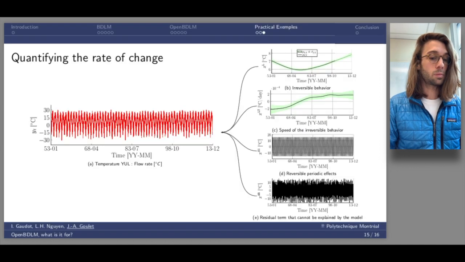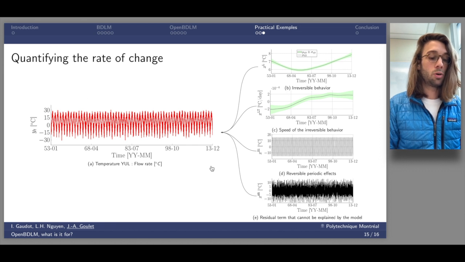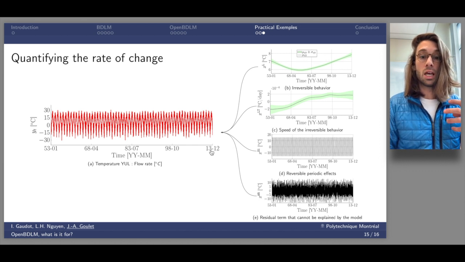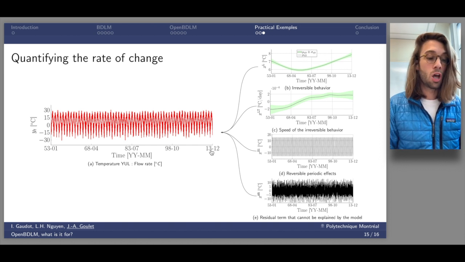Third example, we have here the temperature recorded at Montreal Airport from 1953 till 2013. And what we want to do is quantify the evolution of the rate of change in the temperature on the scale of this 60-year period. Okay, so if we separate this raw time series into many hidden states, we can see here from the baseline behavior represented by the level that the temperature has decreased from the 50s till the 70s and then started to steadily increase.